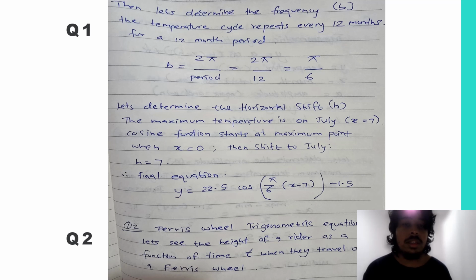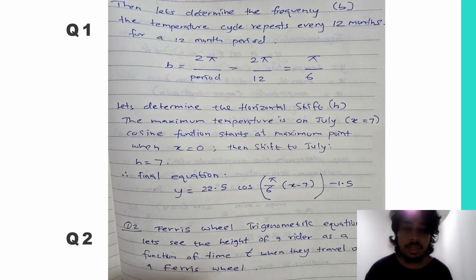Then let's determine the frequency, and the temperature cycle repeats every 12 months, for a 12-month period. So B equals 2 pi over the period. So here the working is shown once again, and the answer is pi over 6.